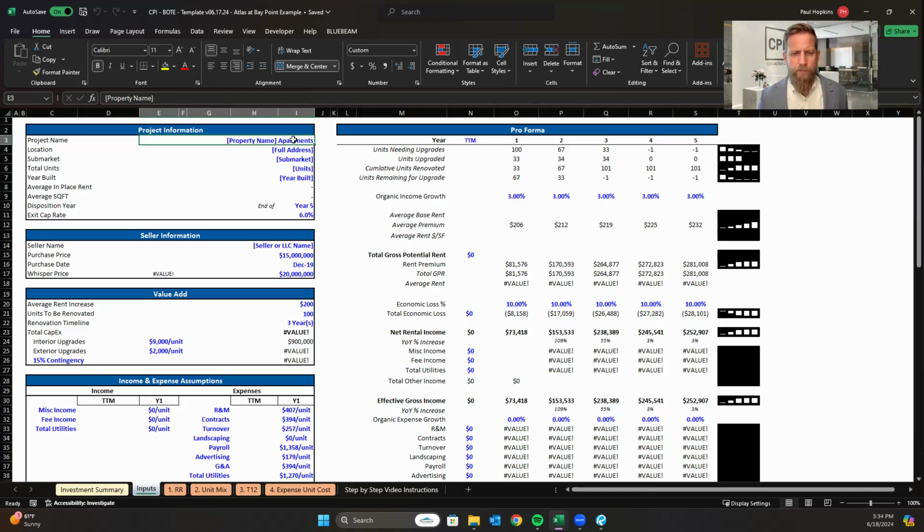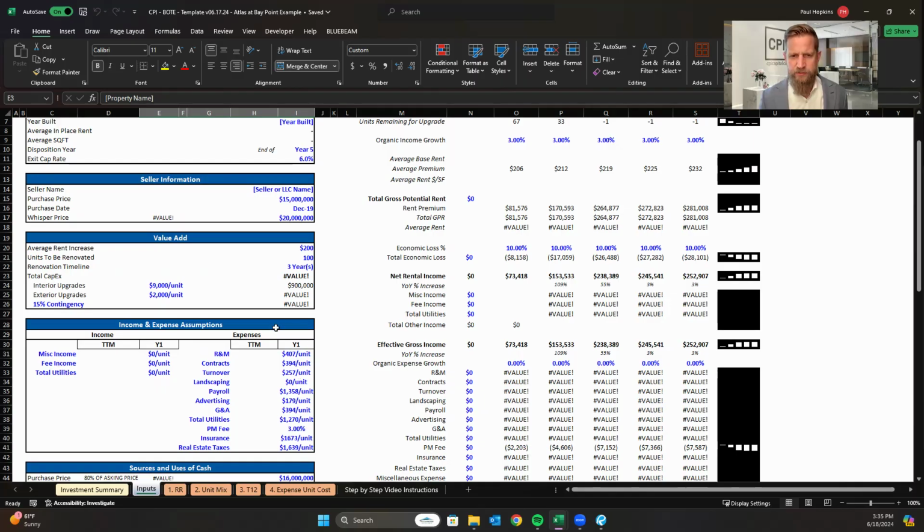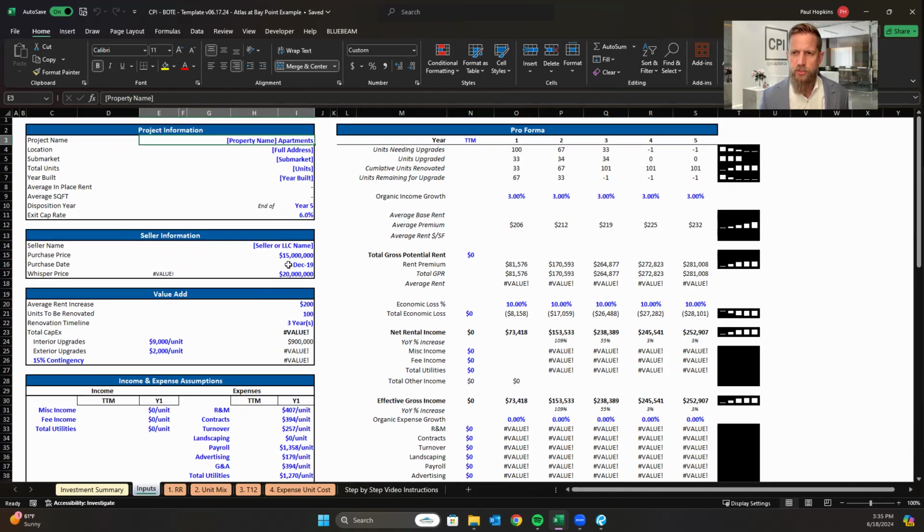So, you can start here at the top, filling in the property information, all the way down, seller information, the value add details, income and expense assumptions, and so on. And quite frequently, you can enter in all the information onto this inputs tab, and it will calculate everything for you. The goal with the back of the envelope underwriting template here is to evaluate a property within 10 to 30 minutes. That's really how long it should take you to evaluate a deal.